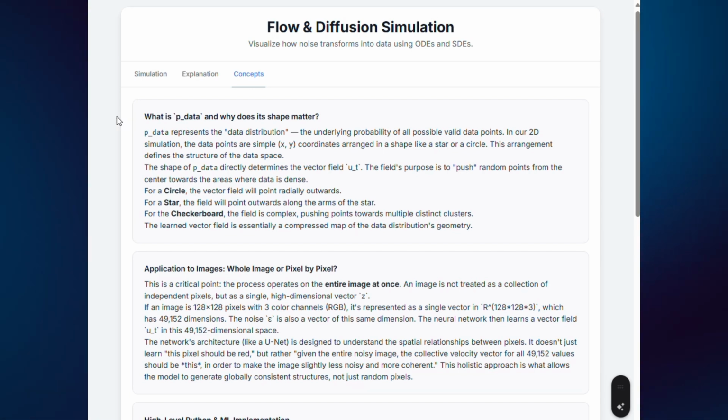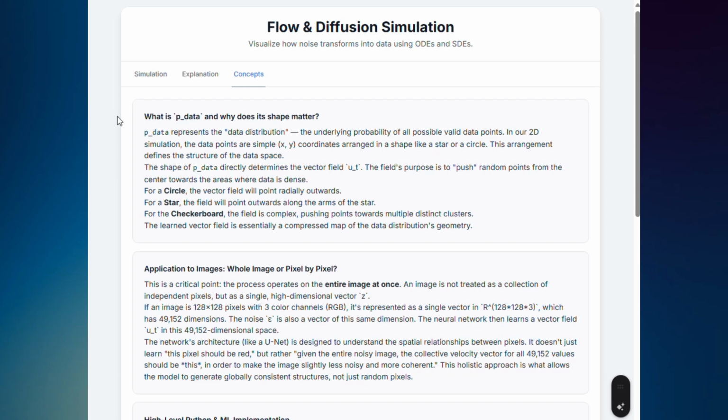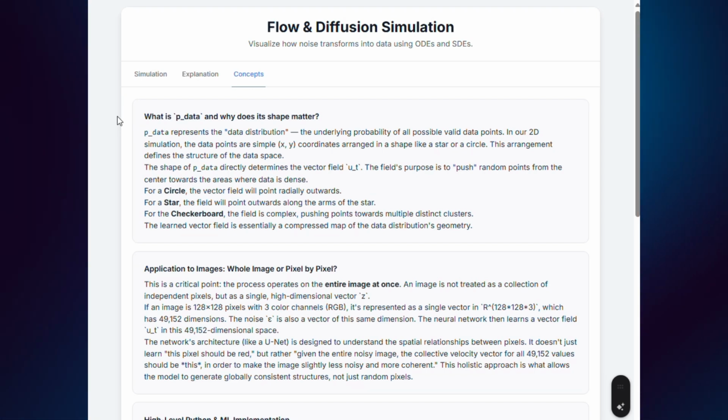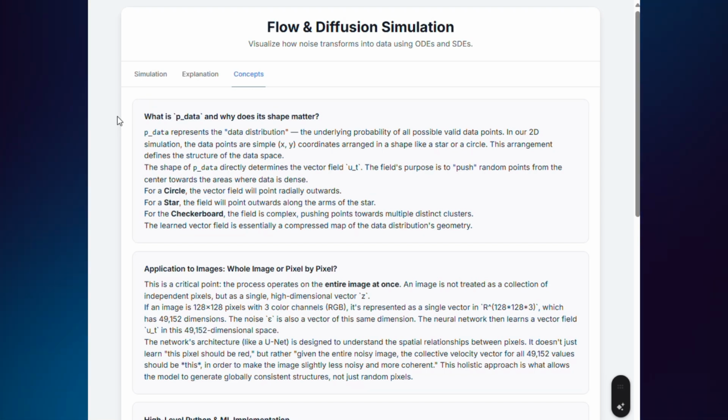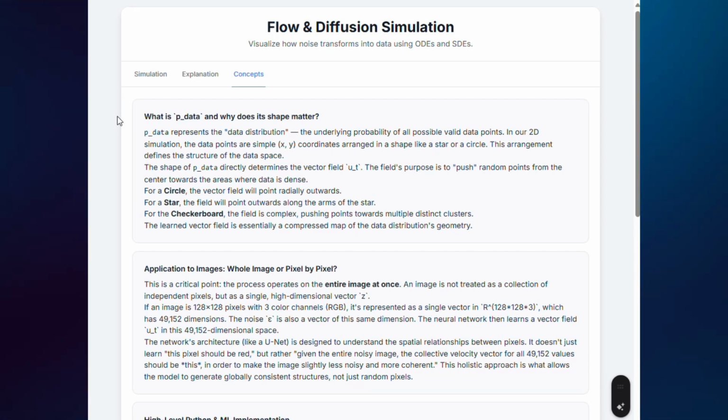P data represents the data distribution, the underlying probability of all possible valid data points. In our 2D simulation, the data points are simple x and y coordinates.